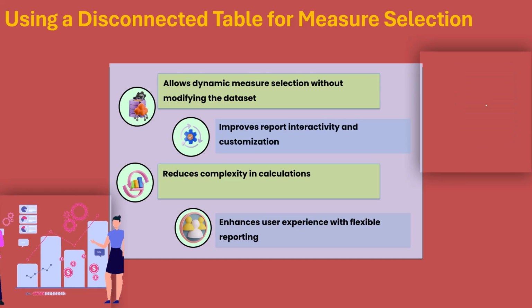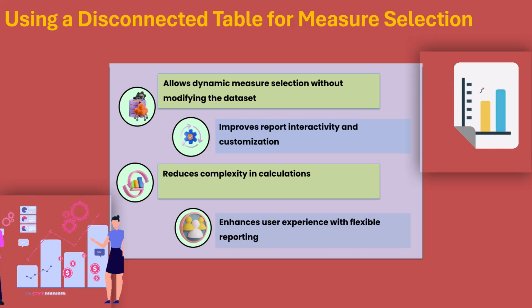Ever struggled with selecting the right measure? Well, using a disconnected table makes it simple. It lets us switch between different measures dynamically without altering the dataset. This technique improves flexibility, keeps calculations clean, and makes reports more interactive. Think of it as picking toppings on a pizza. Choose what you want without changing the whole base.